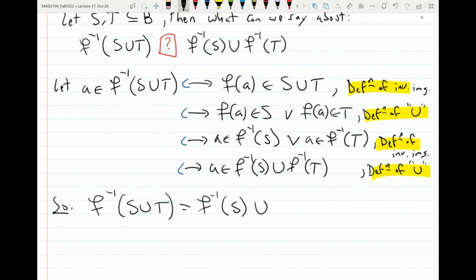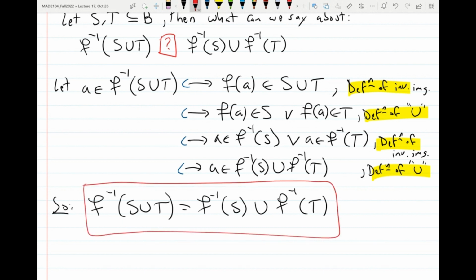So moral of the story, union is a very nice operation with respect to these two concepts. So these two concepts of image and inverse image, they behave well under union, okay? You don't lose or gain anything. They distribute nicely. What do you think is the next question that you need to think about? How do they behave with intersection? Intersection is not that nice, okay?